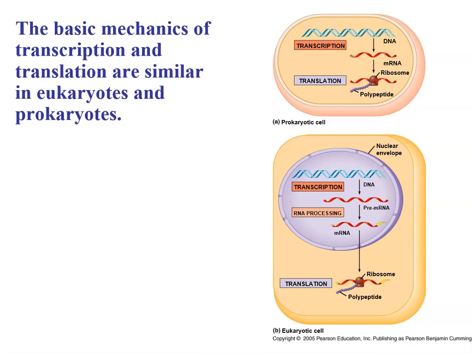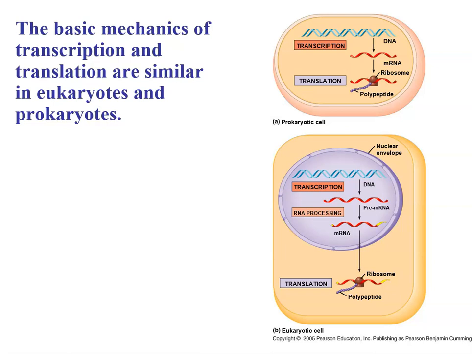Remember that we left off with the transcription of messenger RNA. For a prokaryotic cell, this occurred in the cytoplasm, and for a eukaryotic cell, that messenger RNA was made in the nucleus but then exported out of the nucleus to ribosomes. So both prokaryotes and eukaryotes undergo translation at ribosomes.